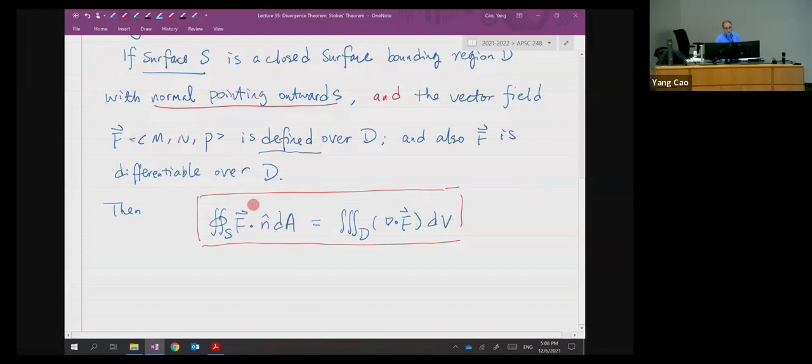Let's go back to the left side here. The left side, if you look, is a typical flux surface integral, or surface integral as a flux. So what it gives you is the net flux through this surface. Remember, this n hat is the normal pointing outwards. So technically, this is the net flux out of this surface S.